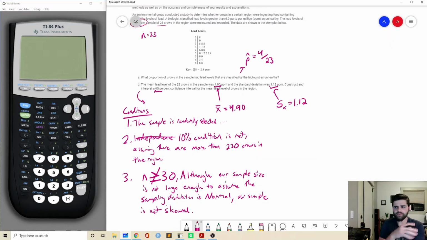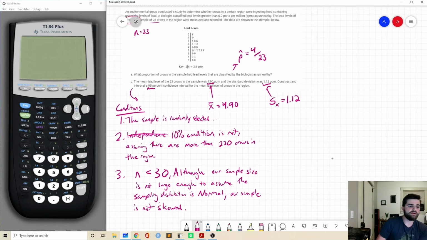Okay, so kind of weird condition check on this one. If we just have a large enough sample, which hopefully most of the time we'll have a sample size bigger than 30, but we can still get away with doing our confidence interval as long as the data looks like it could have come from a normal distribution.